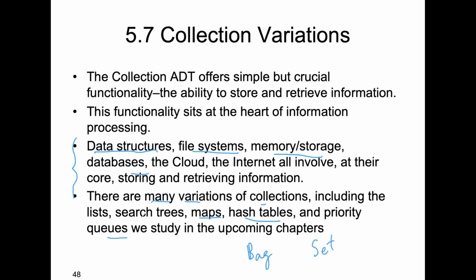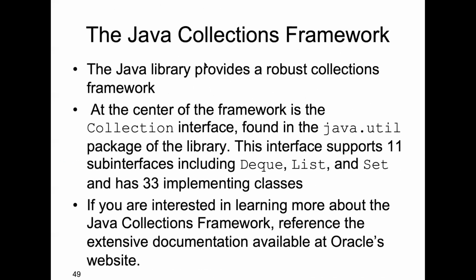In the future, we're going to talk about the specific data structures that involve trees, graphs, maps, hash tables, and so on and so forth. You'll be able to see a large variation of these collections in Java. Let's take a look. Most of the collection variations are inside the collection interface in Java, and they are part of the java.util package of the library. This interface supports up to 11 separate interfaces, including deque, list, set, etc. We'll look at the Java collection framework quickly, just for your information.